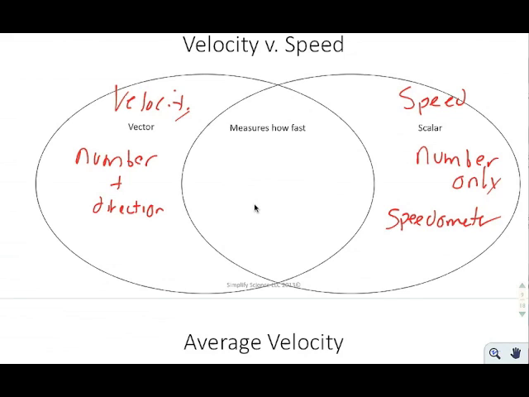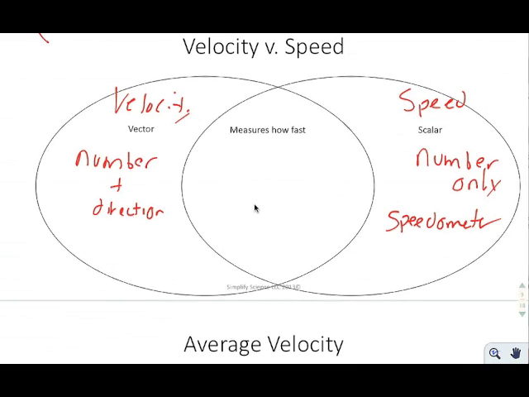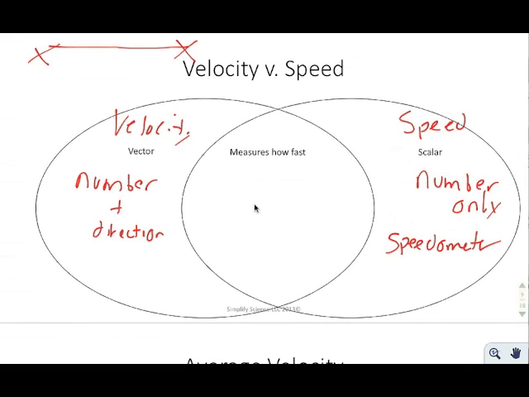Sometimes velocity and speed are the same value. As an example, if I go from here to here, straight down the road, I make no turns, no deviations at all, then that would mean that the velocity and the speed would be the same value. Okay, so it says, what do they have in common? They both have the fact that they need magnitude, which is the number. They both can be the same value.